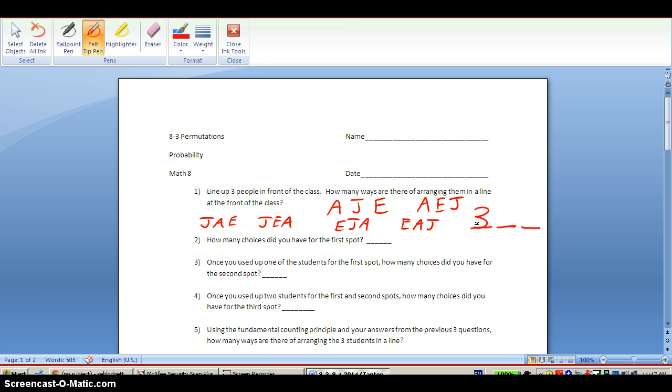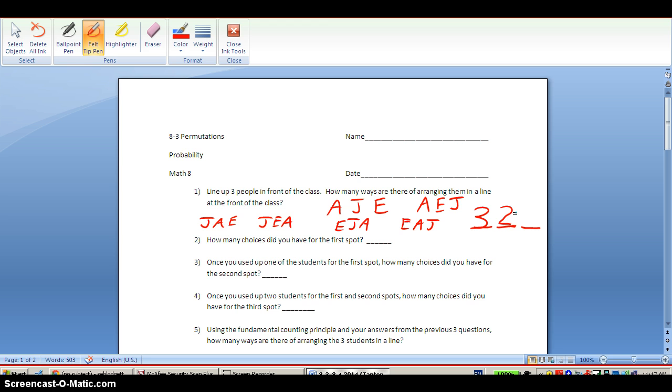We could have had Adam, could have had Jack, we could have had Egan. So those are 3 different choices. All right, but now we've used one of them up. We've used one of those students in that first position. How many do we have left now for that second position? How many students do we have to choose from? All right, we've got 2 students to choose from for that second spot.